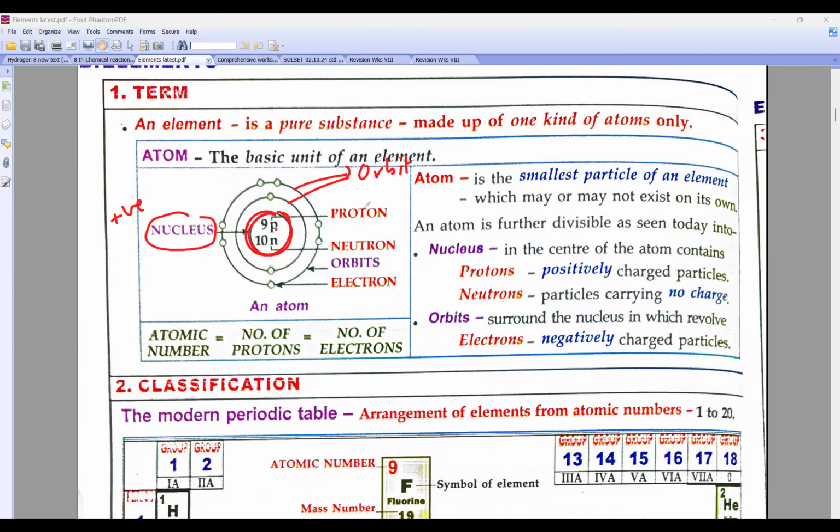Inside the nucleus, what we have? Proton and neutron. Protons are positively charged. Neutrons have no charge. Electrons are negatively charged. So this you have to remember. Protons are positively charged, neutrons no charge, electrons negatively charged. Orbit surrounds the nucleus in which the electrons revolve. Clear?